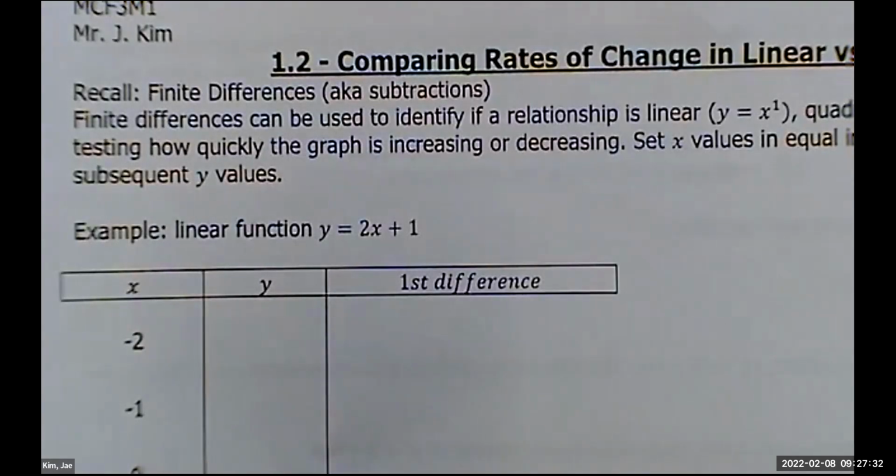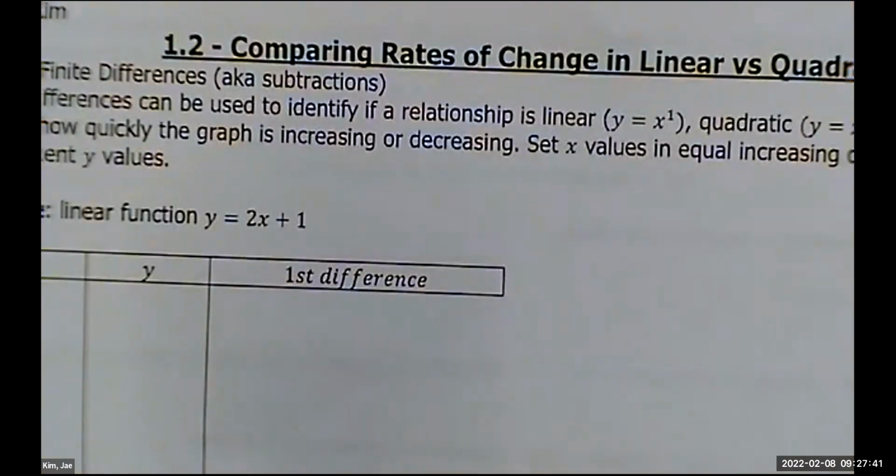So 1.2, that is comparing rates of change in linear versus quadratic. The idea of this section is taking data and trying to figure out whether something is linear or quadratic. But what the heck is linear anyways? What the heck is quadratic anyways? What's the difference? There's no point in me talking about this unless we know what we are dealing with.